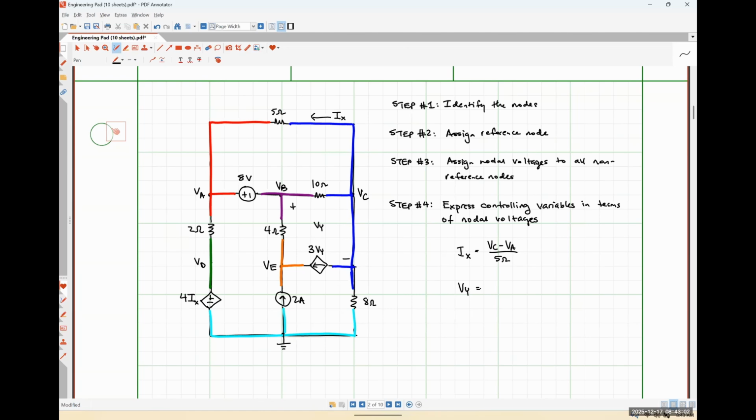So I mentioned this a moment ago when we were defining the voltage drops across current sources and stuff like that. But anytime we're trying to define a voltage in a nodal analysis system, we're just going to say whatever nodal voltage is at the positive polarity terminal minus whatever nodal voltage is at the negative polarity terminal. So the positive polarity terminal of this voltage Vy is at which node? Purple node. So that means we're going to have VB minus what's the nodal voltage at the negative polarity terminal? VC.